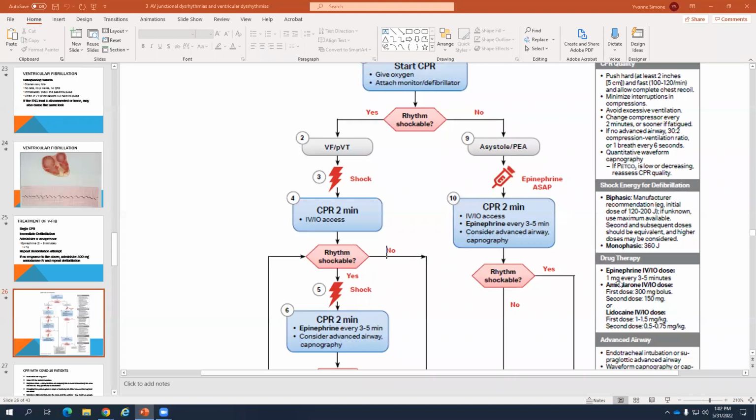Epinephrine, we talked about 1 milligram every 3 to 5 minutes. If the rhythm still doesn't convert, then the next drug given is amiodarone.